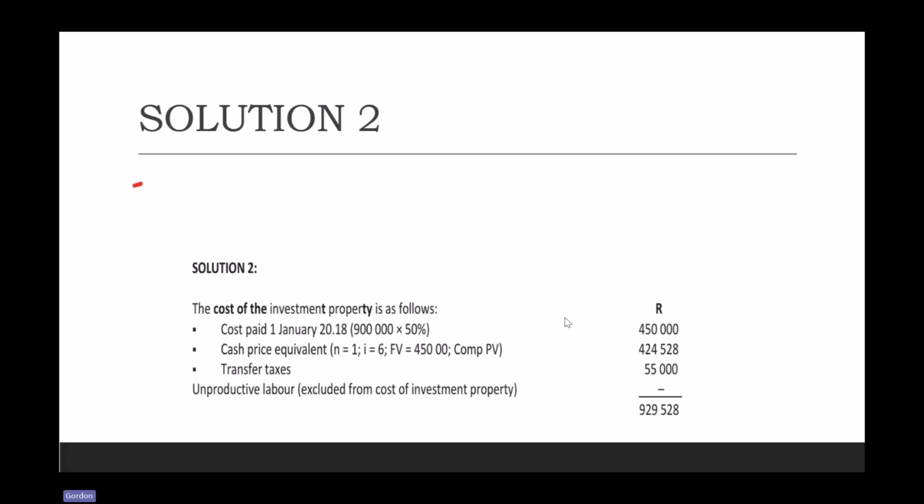But I'm just giving you the tricks from when we are marking. I've been marking for some time now, and this is how we mark. Okay, good. Is everyone clear on the principle? It's very easy. Cost is the cash price, 450,000, plus the present value of whatever amount I'm going to be settling in the future, and then my transfer taxes. Then unproductive labor, very important. You need to write it and indicate that it is 0 before you can get the full marks. Does that make sense? Any questions?